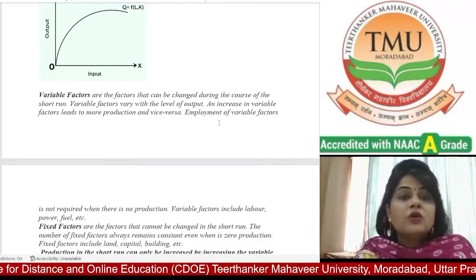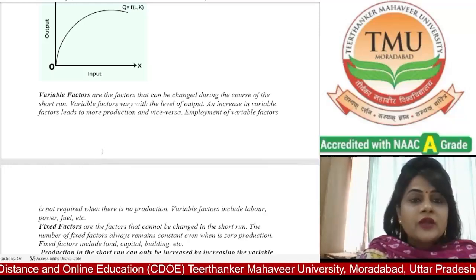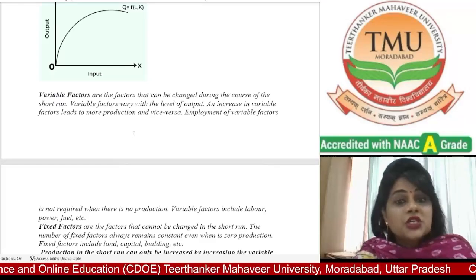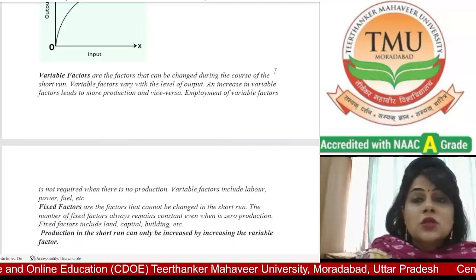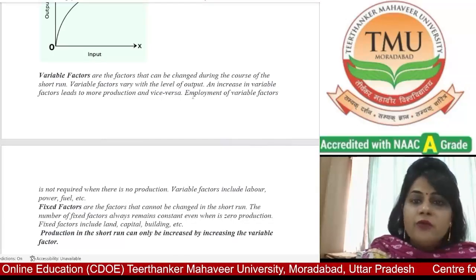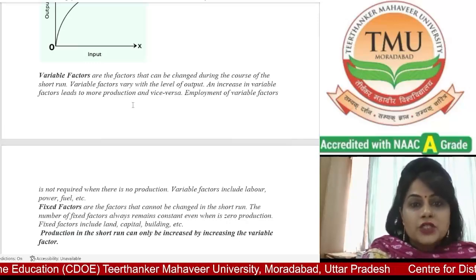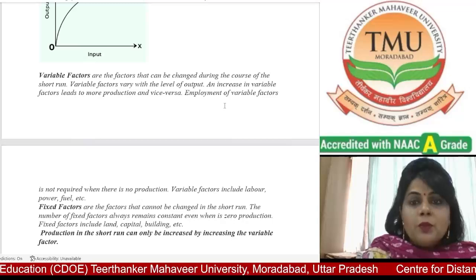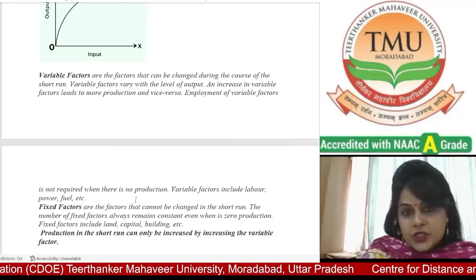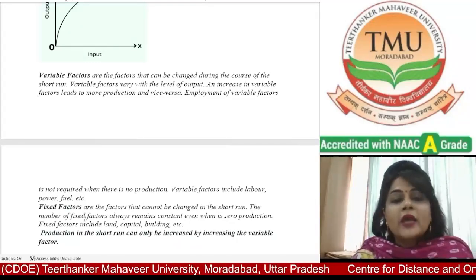Now we discuss variable factors and fixed factors. Variable factors are the factors that can be changed during the course of the short run, and they vary with the level of output. An increase in variable factors leads to more production and vice versa. Employment of variable factors is not required when there is no production. Variable factors include labor, power, fuel, etc.